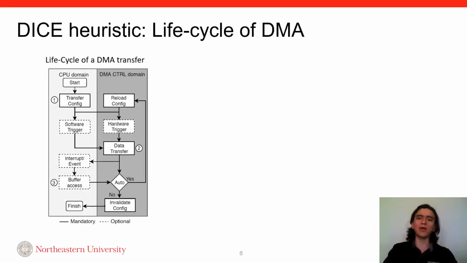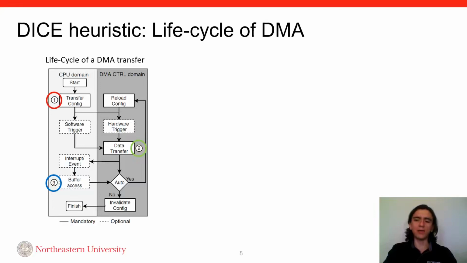DICE uses a heuristic approach based on the life cycle of a DMA transfer. This life cycle starts with the configuration of the source and destination of a DMA transfer into the DMA controller, continues with the transfer, and finishes when the firmware accesses the DMA buffer. The firmware analyzer can observe steps 1 and 3, but the second one is exclusive to the DMA controller that we are not emulating.